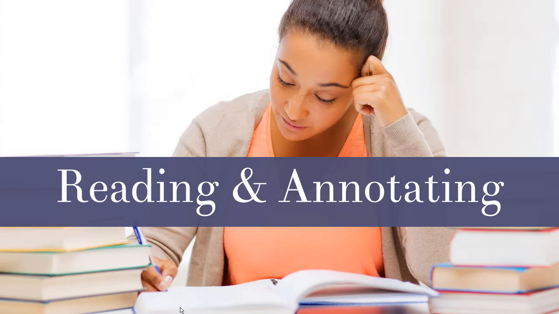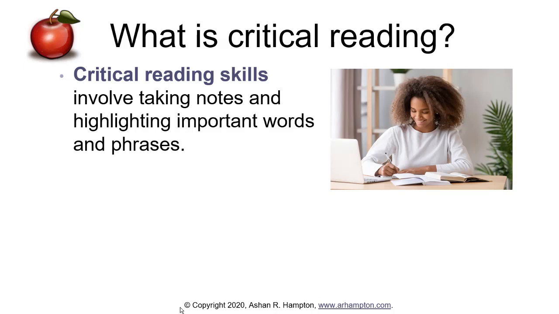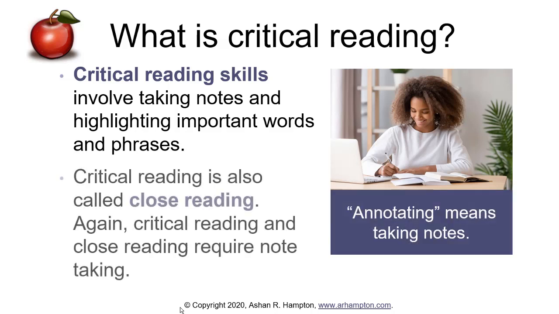Both of them require critical reading skills. So let's get started and see what that means. What is critical reading? Critical reading skills involve taking notes and highlighting important words and phrases. Critical reading is also called close reading. So again, critical reading and close reading require note-taking.